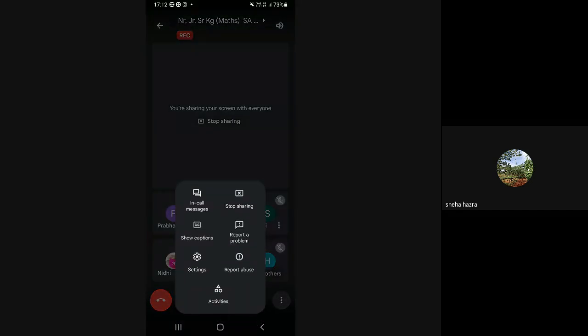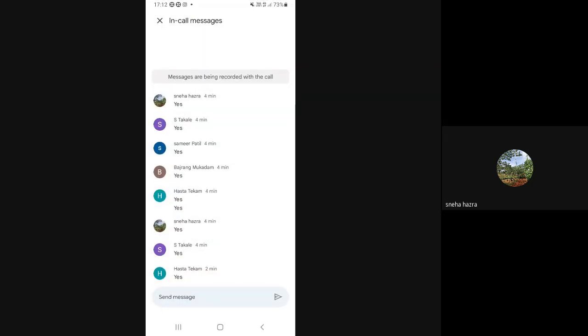The share screen is visible now. Virat and Aisha, only you both are from senior KG.